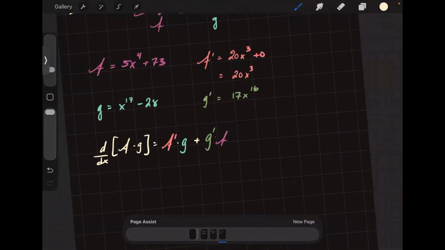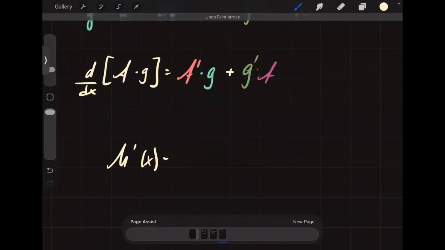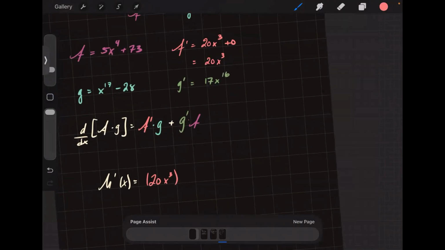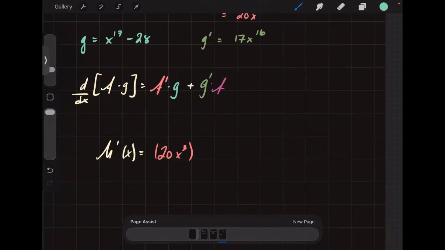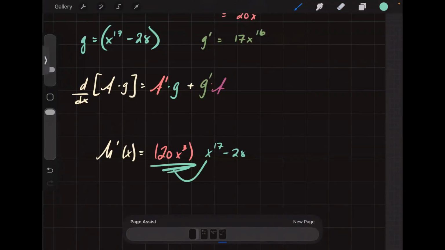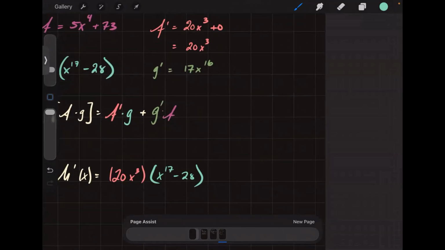Again, if we call this whole thing h, then you know that h prime of x is going to equal, what's f prime? F prime is 20x to the third. And you're going to multiply it by the whole g, not just part of g, the whole g. So x to the 17th minus 28, right? Parentheses are important because if you don't put them in, what you're going to tell me is it's just multiplying this to here. And that is wrong. I will not give you credit, okay? Parentheses, my friends. And then you're going to add it to g prime times f.